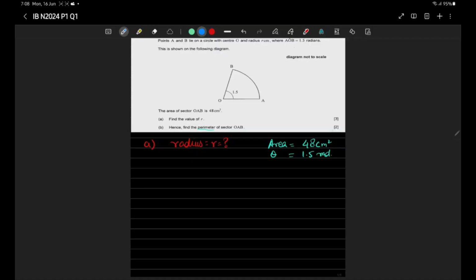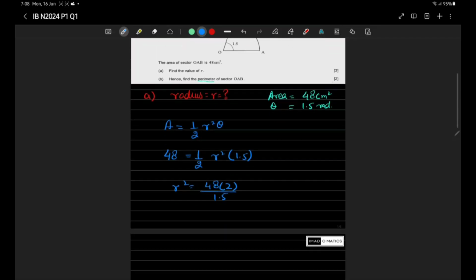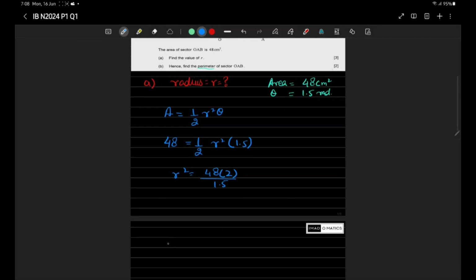Now, to find the radius, we use the formula: area is equal to 1 by 2 r square theta. By putting values, area is 48, so 48 is equal to 1 by 2 r square 1.5. Rearranging the equation, we get 48 into 2 divided by 1.5. R square is equal to 96 divided by 1.5.